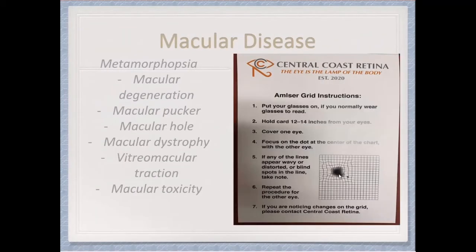Something like that, kind of a dark spot or the lines are wavy. This would be very specific for macular disease or center of the retina disease. And then we call that metamorphopsia, meaning distortion of the lines in the central vision. And there's a host of things that can cause that, but all of them need to be seen by a retina specialist. The most common one is macular degeneration, which I'll talk briefly about.